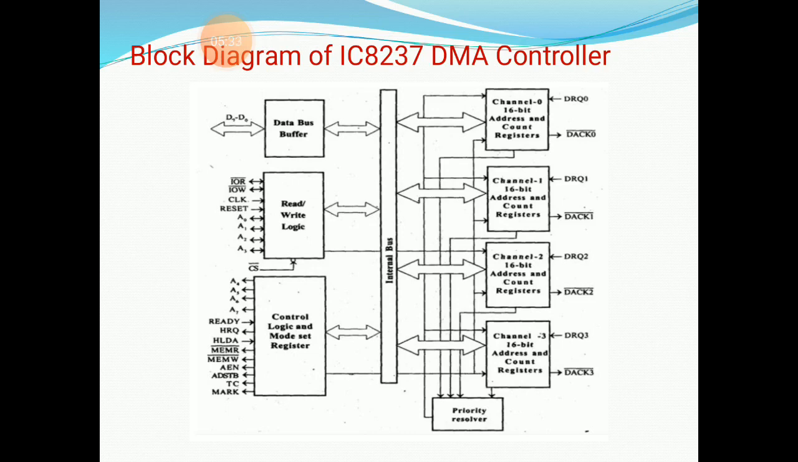A hold request signal is given to the processor for requesting the system bus, and the acknowledge signal is received from the processor, depending upon the data transfer between memory and peripheral. The DMA controller generates various control signals: memory read, memory write, IO read, IO write. So this is about the block diagram of the IC 8237 DMA controller.